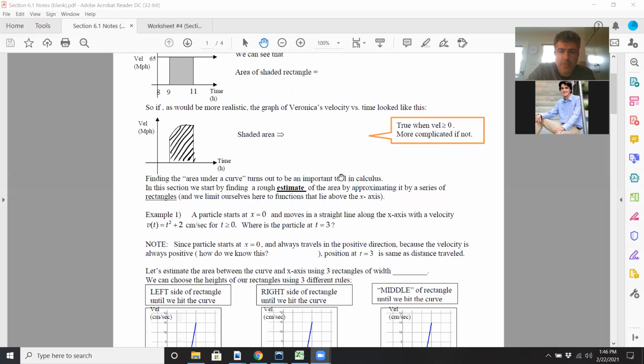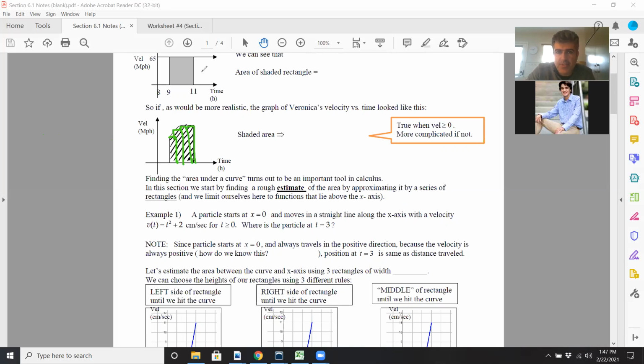So finding the area under a curve turns out to be an important tool in calculus. In this section, we start by finding a rough estimate of the area by approximating with a series of rectangles. To estimate Veronica's area, I'm going to draw these thin rectangles and use that to approximate her distance traveled. Of course, it's not going to be a great approximation. Sometimes you could under- or over-approximate. But if I chop up her shaded region into these thin rectangles from 9 a.m. to 11 a.m., I can get a rough estimate of how far she traveled.